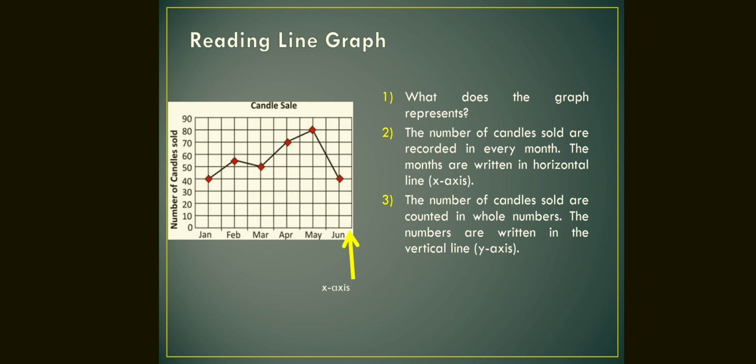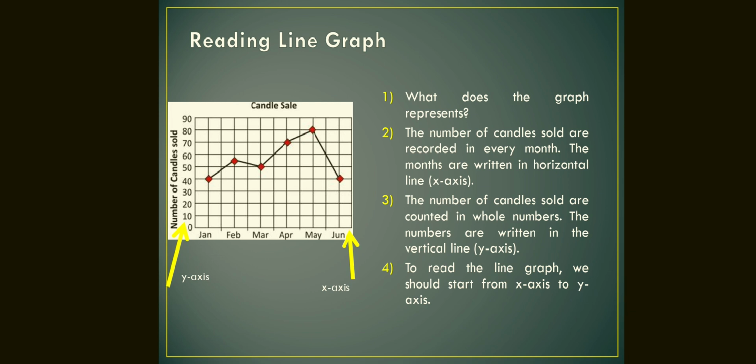The numbers are written on the vertical line we call the y-axis. Take a look at the numbers on the y-axis. The numbers are in a pattern. The pattern is multiples of 10: 0, 10, 20, 30, and so on until 90. To read the line graph, we should go from the x-axis to the y-axis. For example, January. Take a look at the point above January. It points to 40. So in January, there were 40 candles sold.